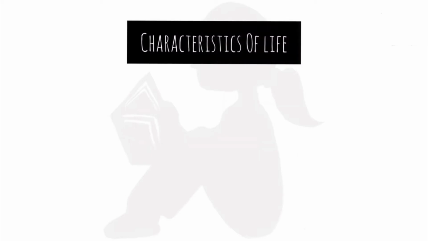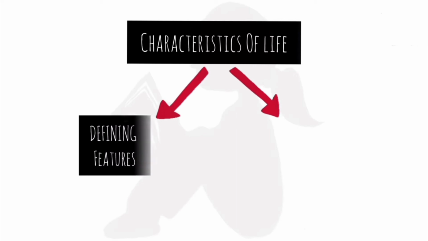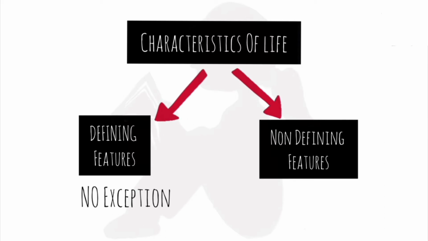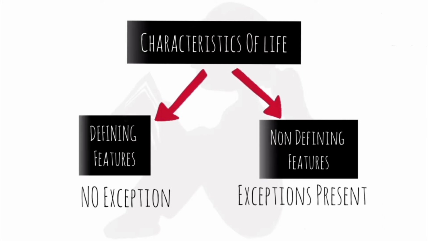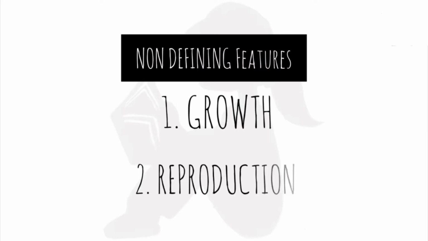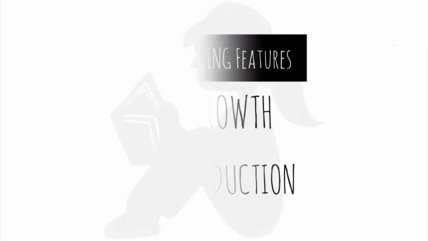Now, we can divide characteristics of life into 2 parts. Number 1, defining features, and number 2, non-defining features. Defining features are those characteristics which have no exceptions, and non-defining features are those which have exceptions. Then we will discuss 2 non-defining features of living organisms. One is growth and the other one is reproduction.